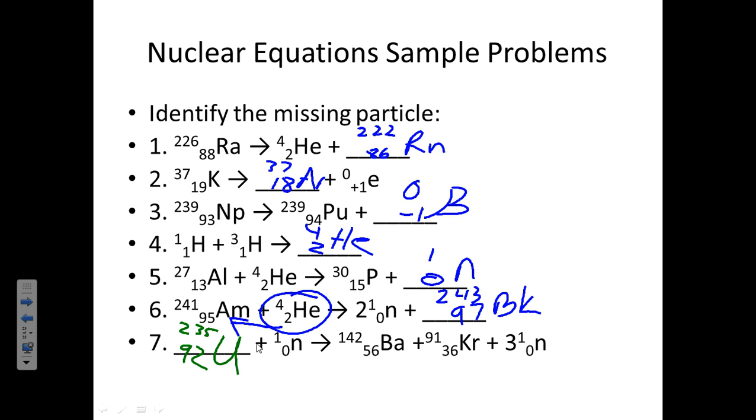All right. Filling in these nuclear equations should be easy. Don't make it difficult. Things have to add up on both sides. If you know the symbols and you know that, this is not a problem.